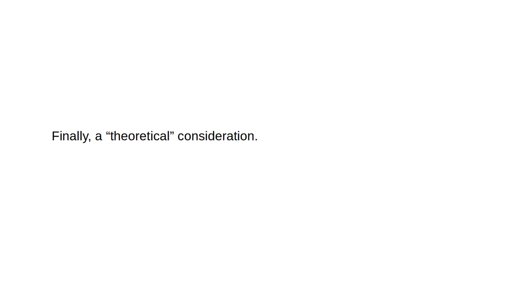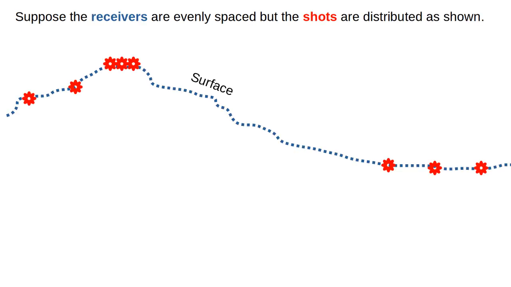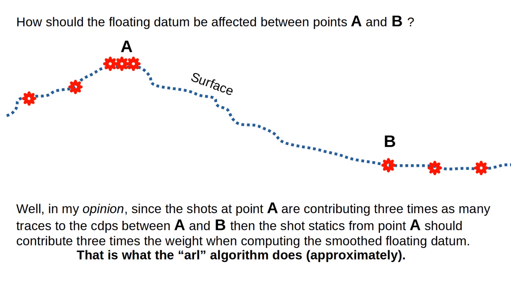Finally, a theoretical consideration. Consider a 2D seismic survey acquired along this surface. Suppose the receivers are evenly spaced, but the shots are distributed as shown. How should the floating datum be affected between points A and B? Well, in my opinion, since the shots at point A are contributing 3 times as many traces to the CDPs between A and B, then the shot statics from point A should contribute 3 times the weight when computing the smooth floating datum. That is what the RL algorithm does, approximately.